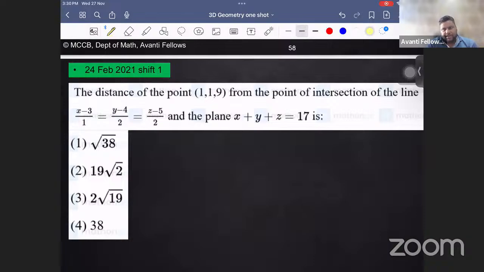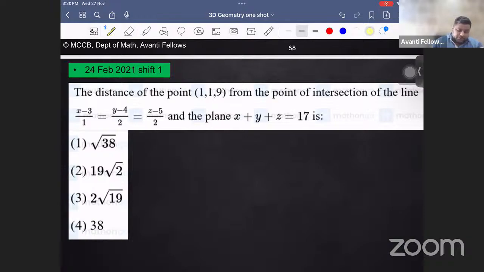Very good. Somebody marked B. Others also contribute. Quickly. The distance of point 1, 1, 9 from the point of intersection of the line and the plane. All right, I'll do it. This is enough time I provided you.